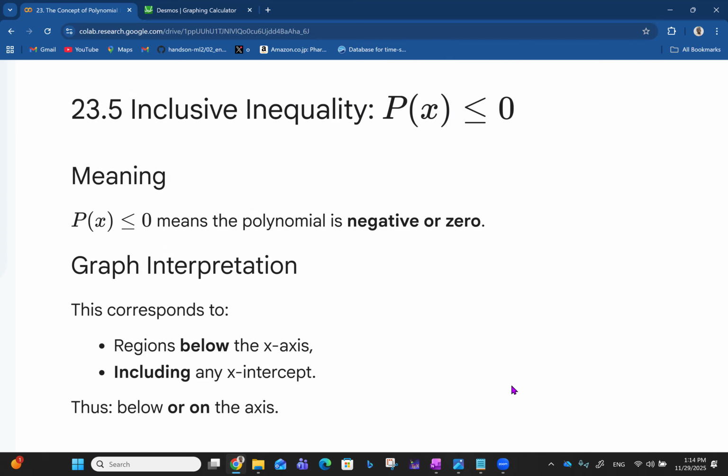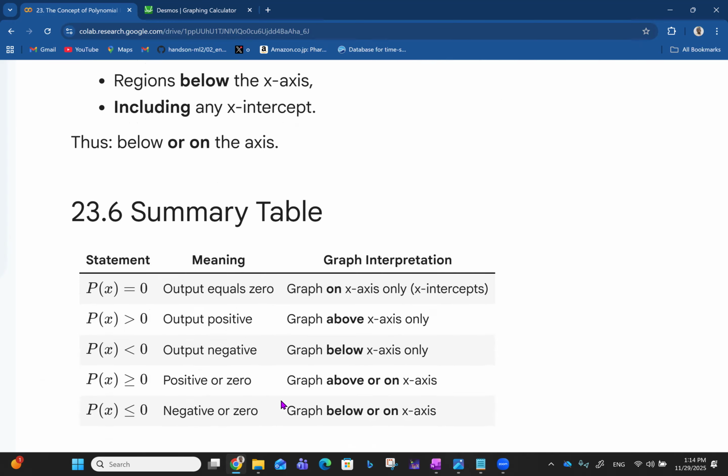The meaning is that P of x is less than or equal to 0 means the polynomial is negative or 0. Graph interpretation: this corresponds to regions below the x-axis, including any x-intercept. Thus, we have below or on the axis.